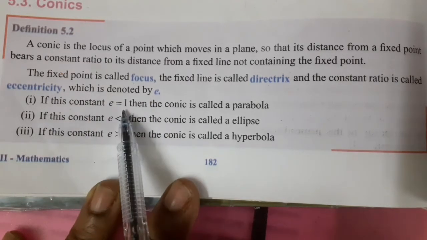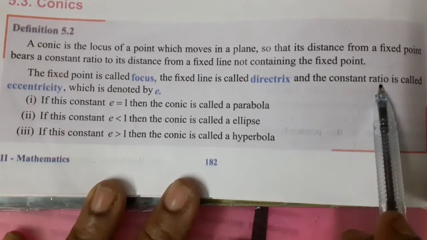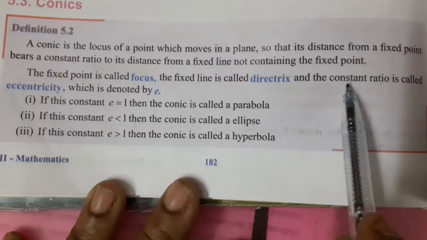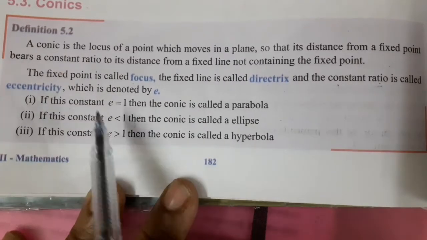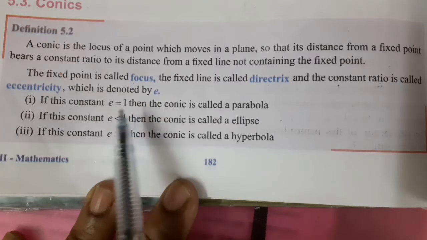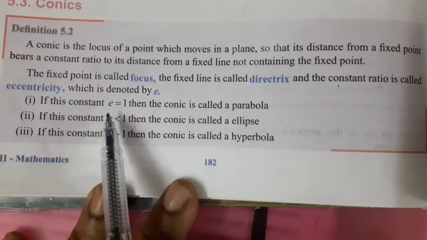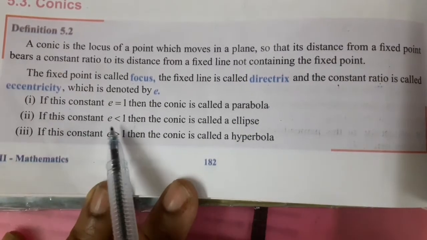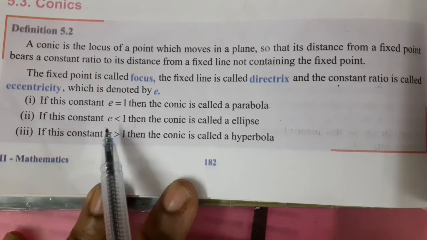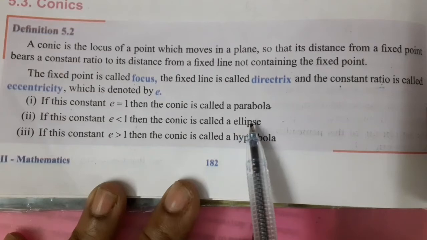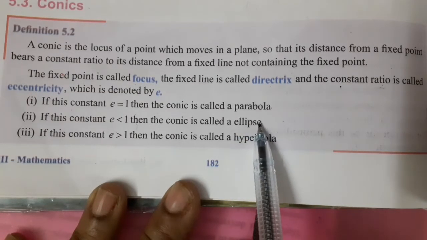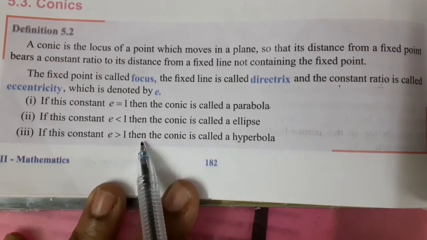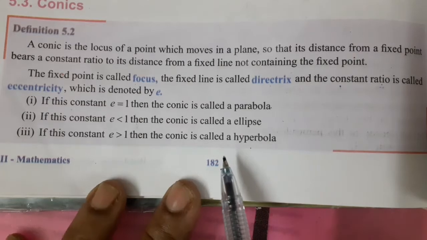Suppose the constant E equals 1. The constant ratio, the eccentricity, being 1 means the conic is called a parabola. If the constant E is less than 1, the conic is called an ellipse. If the constant E is greater than 1, then the conic is a hyperbola. These are asked in the 1 mark question.